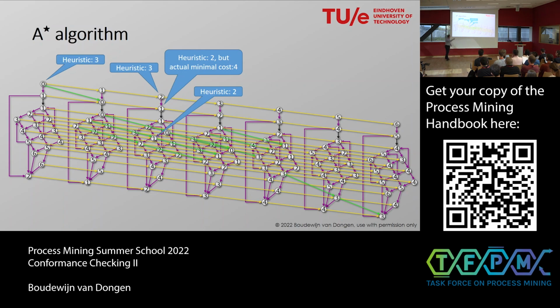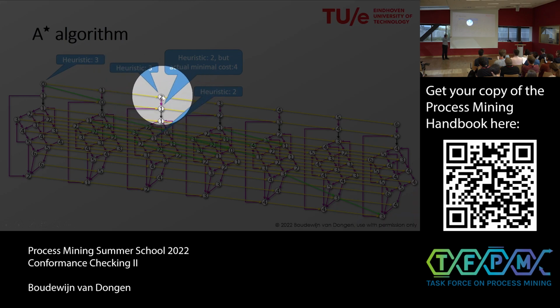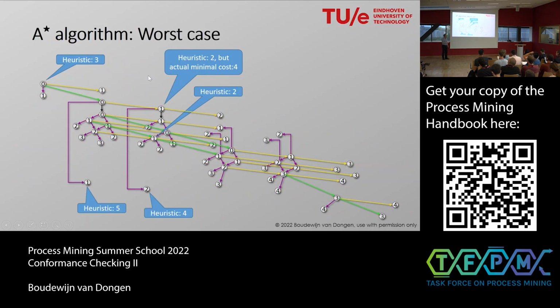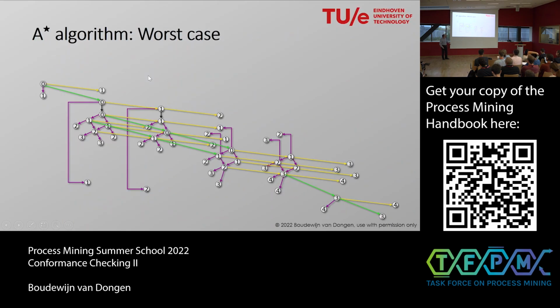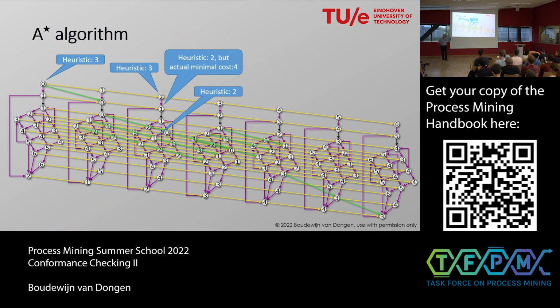However, if I do the 2 log moves first, and I'm here, the heuristic, the minimal cost of reaching the final marking from there is 5. So that means if you look at that state, you should really not look at it any further until you actually reach the point where everything else would lead to cost 5.